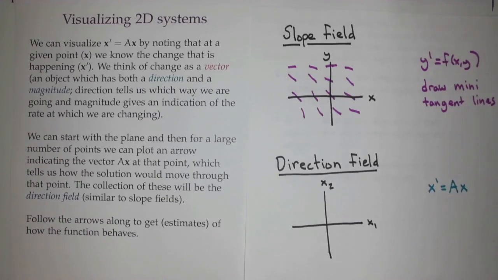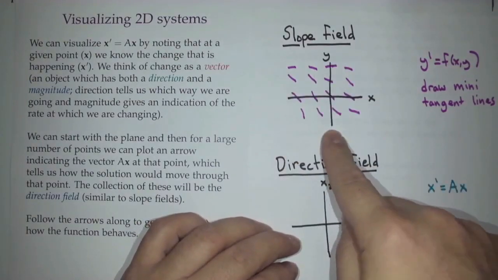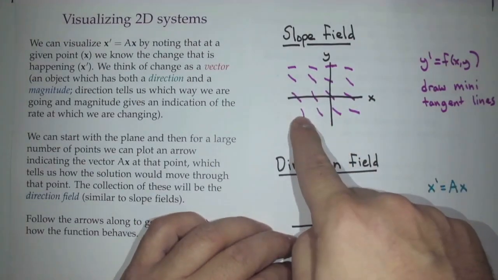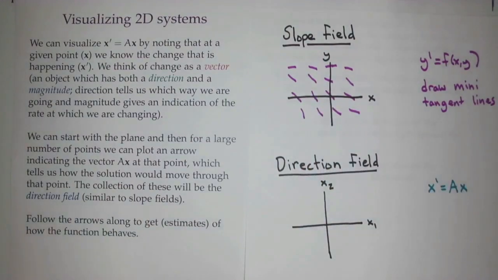And what we did is we said, okay, you can imagine we draw our plane, xy, and at every single point, we drew a tiny line. Now, what that line was, it was the behavior of the function nearby. It was really just mini tangent lines. Because at every point, we knew the slope.